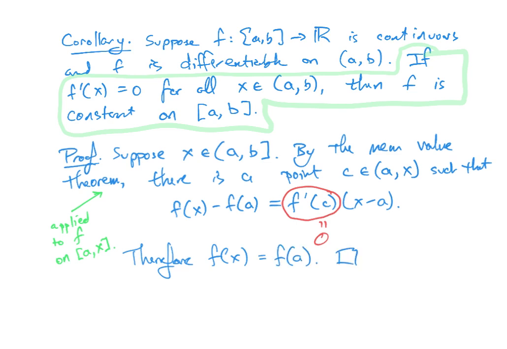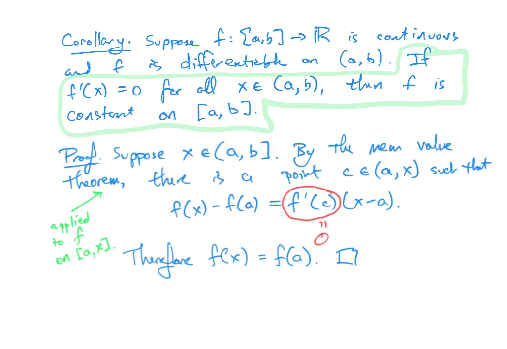That's it. Right? Since the derivative is 0, f of x has to equal f of a. Good. So if your derivative is 0, you are constant. If you think about that, a priori, if I asked you to prove that, it would be a pretty, that'd be kind of mean.